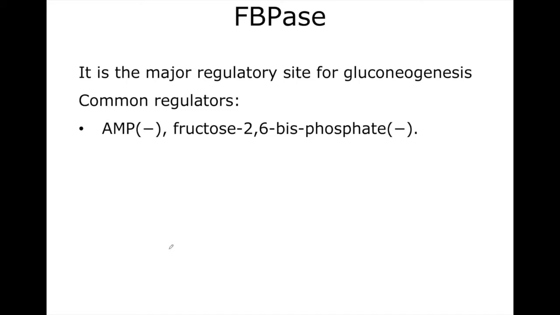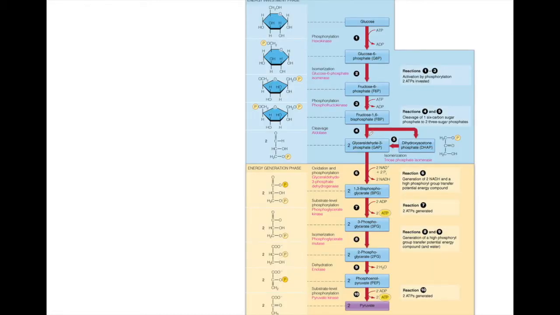So, what about fructose 1,6-bisphosphatase? This enzyme participates in gluconeogenesis, so this is a major regulatory point in gluconeogenesis. Common regulators: AMP inhibits it, and of course we said that was an activator of PFK1, and fructose 2,6-bisphosphate is also an inhibitor. So let's talk about fructose 2,6-bisphosphate because that's really a key regulatory molecule for both enzymes and therefore a key regulatory molecule for glycolysis and gluconeogenesis.